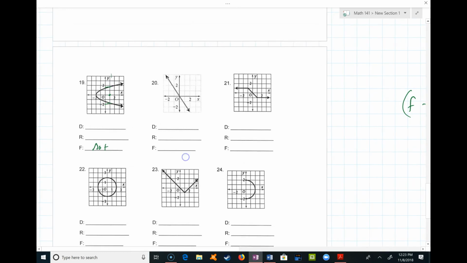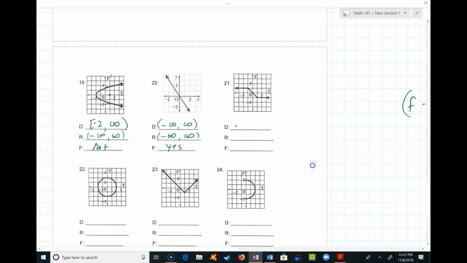The domain, the furthest over it goes to the left is -2, and it goes forever on the other side. And the range looks like it goes from ever to forever, because these arrows mean forever up and down. This one is a function, yes. And it goes from negative infinity to infinity, and from negative infinity to infinity.